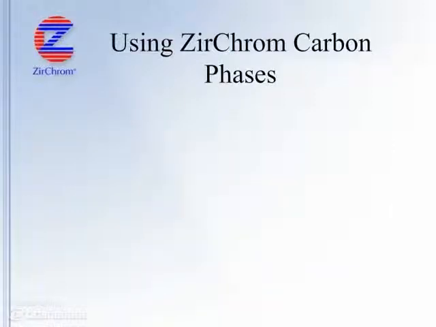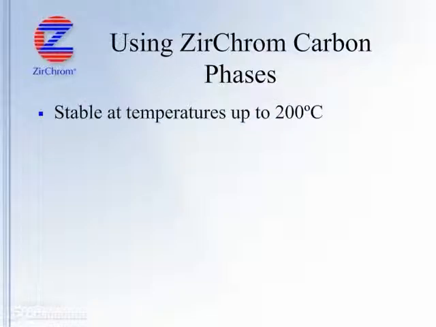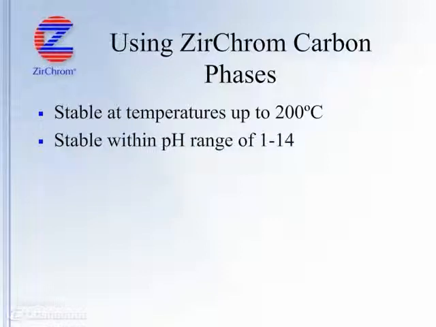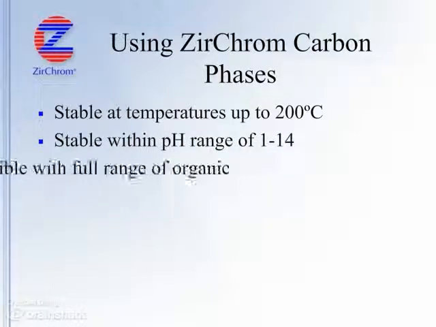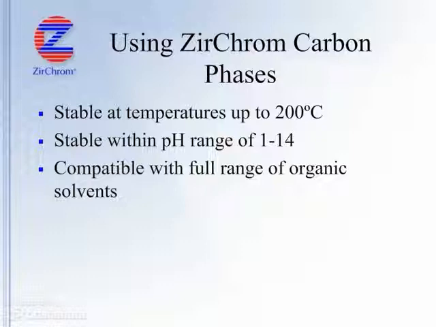Using a ZirChrom carbon phase adds a wider array of tools to your method development toolbox. The ZirChrom carbon phases are both thermally and chemically stable. They are stable at temperatures of up to 200 degrees Celsius throughout the entire pH range and are compatible with a full range of organic solvents.